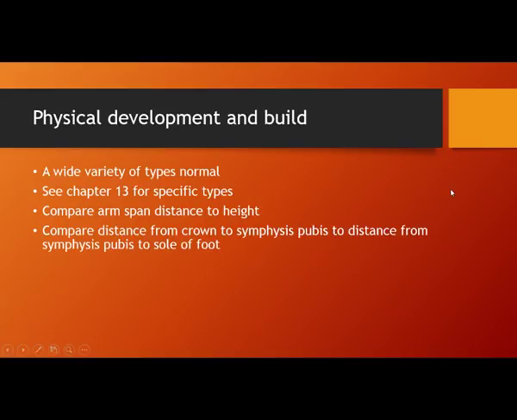Physical development and build, that's the first item in your general survey. There's a wide variety of types that are normal, and chapter 13 will talk about specific body types. But you may see something that's not within the normal body types, like gigantism, dwarfism, Marfan syndrome, various things like that. The book at the end of the chapter has pictures of those various things.